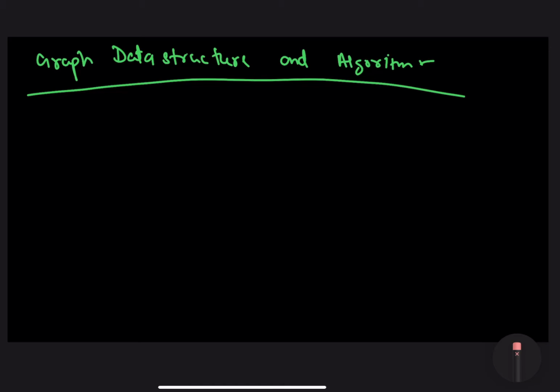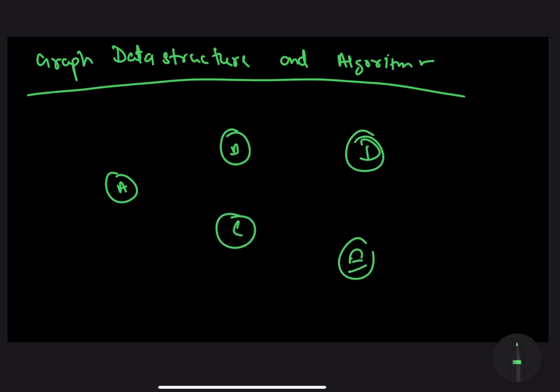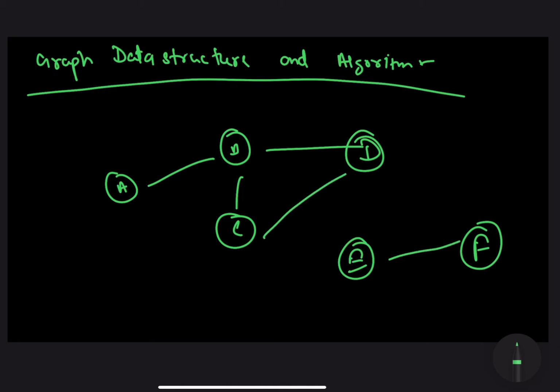All right, so let's say there is a world with a certain number of cities, and these cities are connected via some roads. So let's just draw these cities over here. Let's say there are 6 cities in the world: A, B, C, D, E, and F. And let's say there are some roads connecting these cities. For example, there is a road between A and B, another road between B and C, one more road between B and D, and one last road between C and D. And let's say there is one more road between E and F.